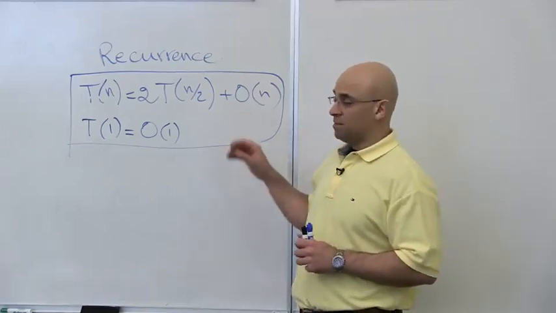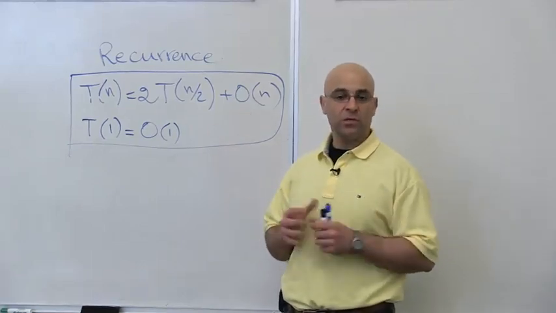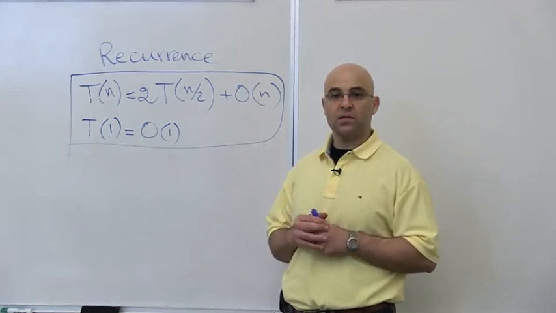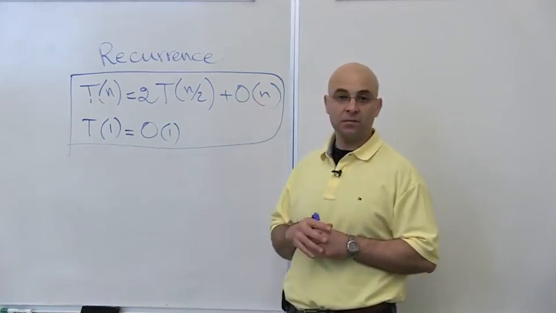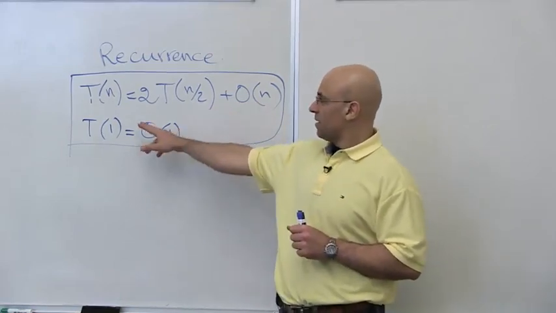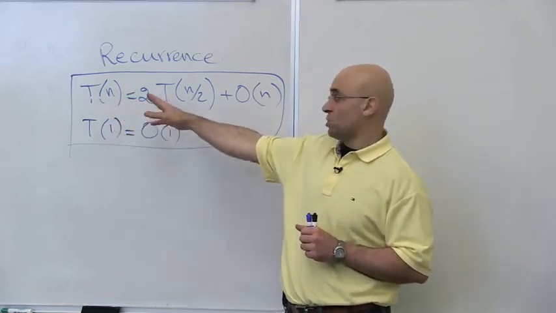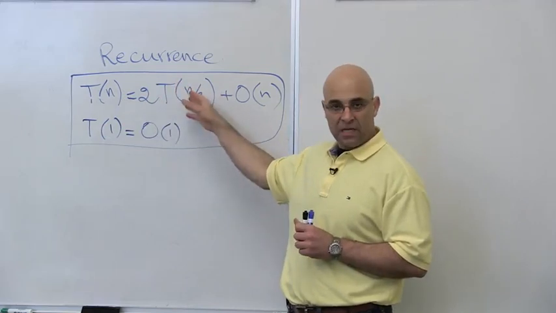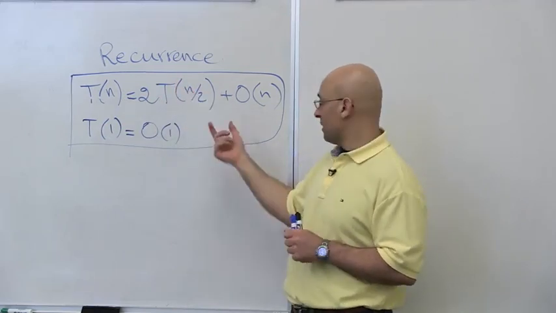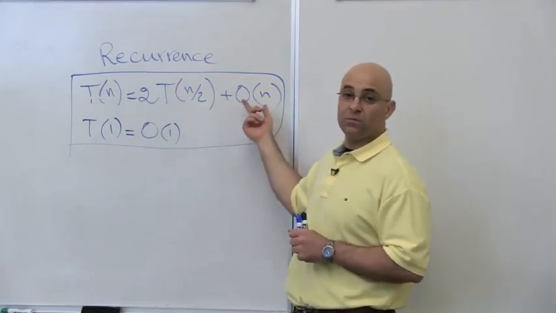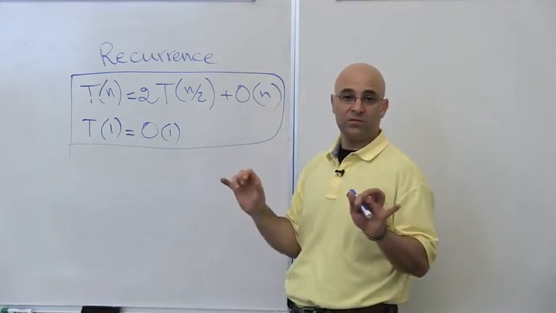Okay, so we did merge sort. We showed how merge sort works, and then we analyzed its running time, and then we got this recurrence. This tells us that the running time of merge sort for sorting a list of size n is twice the running time of merge sort on a list of size n over 2, plus some overhead for merging the two sorted halves of the list.